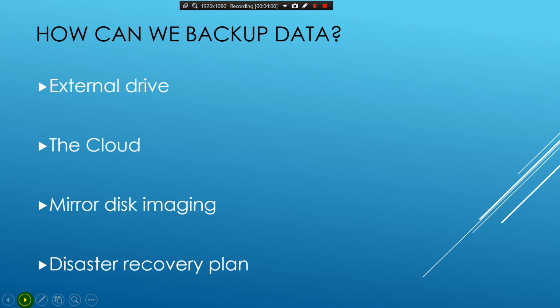The cloud seems to be the biggest one that's going on right now, and that's a data backup where it's being sent through the internet to another storage area that's off premises, and different companies offer this. Mirror disk imaging is having multiple drives in there that mirror themselves, so in case one drive goes down, you still have the other one as a backup. And then, of course, there's the disaster recovery plan, which is a plan you can get with different companies that offer that keep multiple backups of your system.